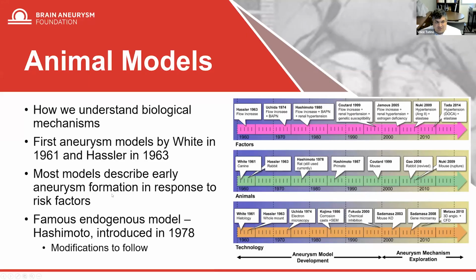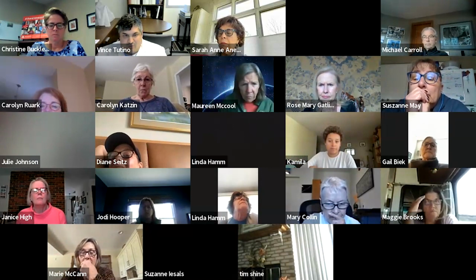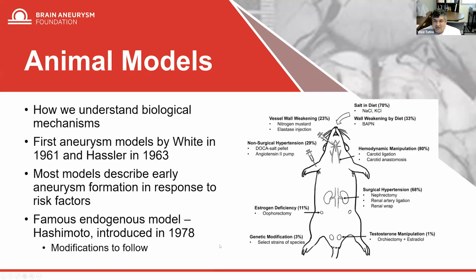And most of the models since then describe aneurysm formation as a response to the induction of several risk factors. And here's a timeline that we've put together to show some of the classic animal models across the last, I think, 60 years almost now. That's what we call an endogenous animal model. The most famous one is that by Hashimoto et al., which was introduced in 1978, and it's actually still very widely used today.